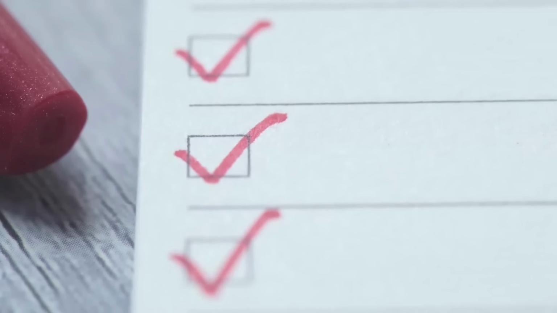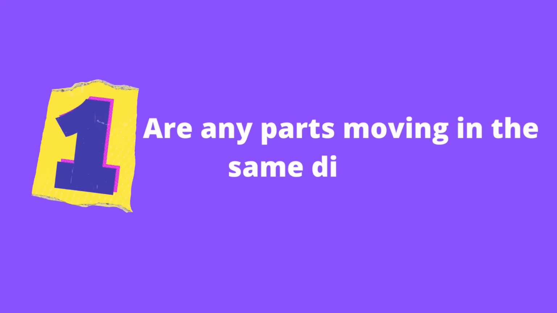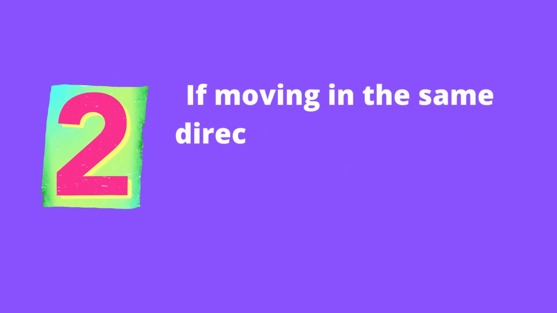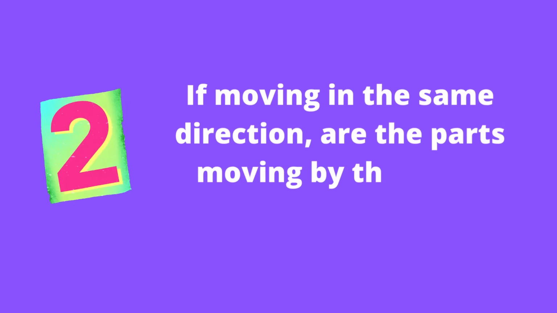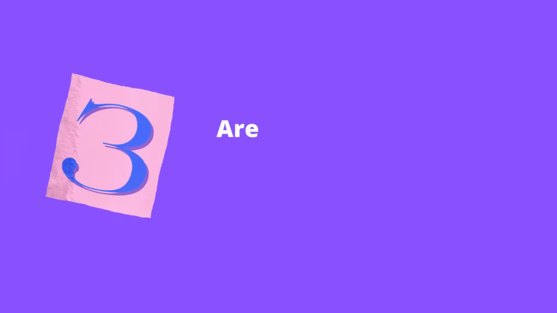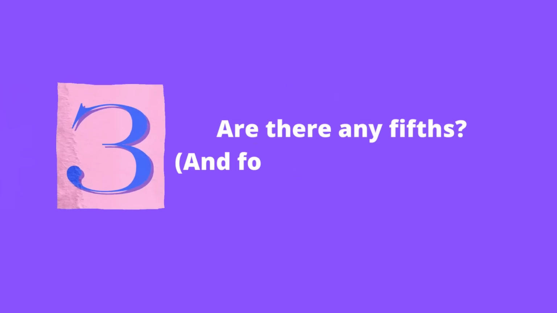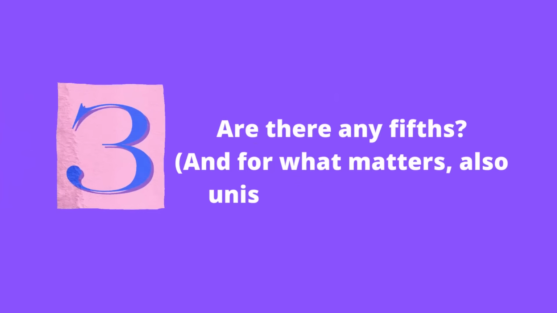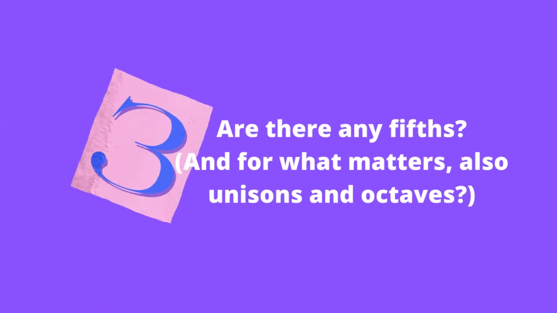So ask yourself these three main questions. One, are any parts moving in the same direction? Two, if any of these parts are moving in the same direction, are they moving by the same interval? And three, are there any fifths, and for that matter also unisons or octaves?